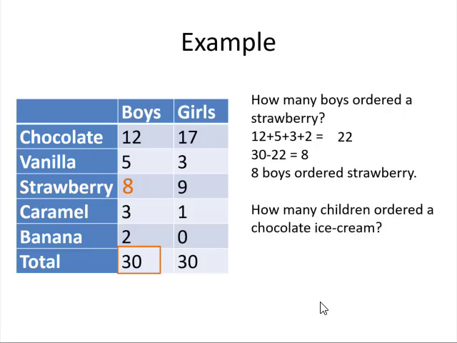How many children ordered a chocolate ice cream? Well, I can see on my table that 12 boys and 17 girls ordered a chocolate ice cream. So I can just add those up, giving me 29 children ordering a chocolate ice cream.